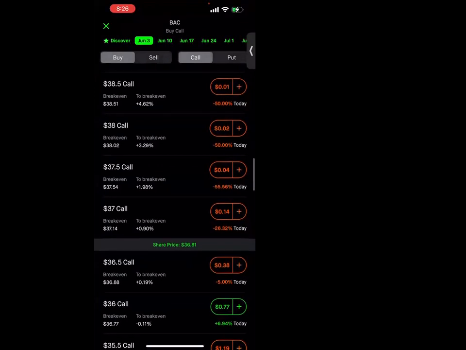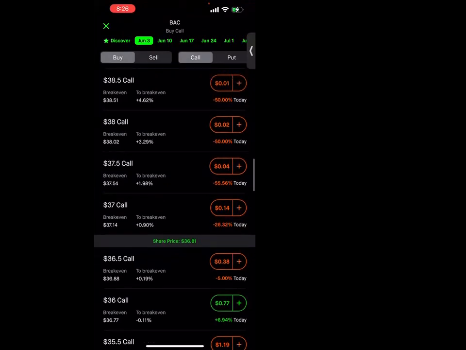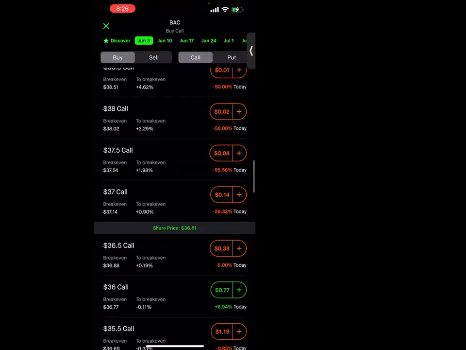So how much is this contract going to be worth tomorrow? This $37 call, it's going to be worth $1, or when the market opens, depending on where the price is at, it's going to be worth anywhere between $7, $5. It's going to be down, super, super down, right? Let me see, what else was I going to talk about?